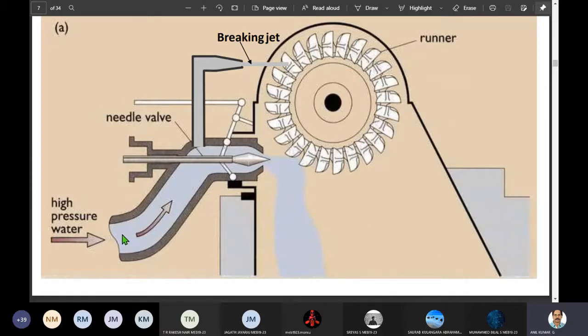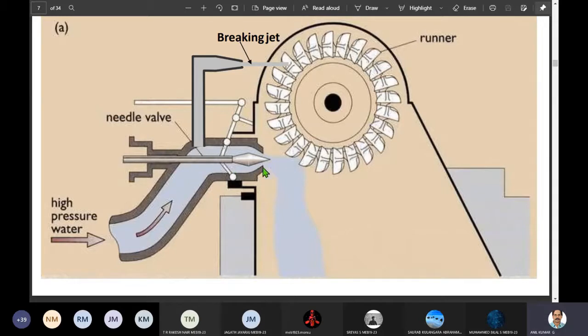Very high, very large pipes carry water from the dam to the turbine inlet. Such pipes are called what? Penstocks. So through the penstock pipes, water is coming, and that water will have high pressure and kinetic energy. And then we have a nozzle. See, this is a nozzle, and there is a spear arrangement here. See, there is a spear here, and this is to control the flow. Normally we call it a needle valve or spear valve. This is to regulate the flow.